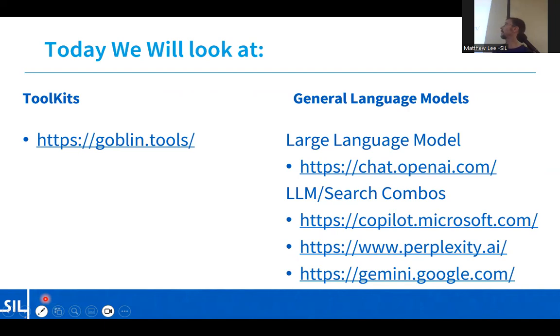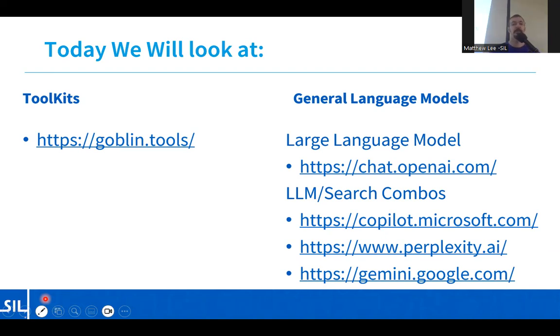So today we're going to look at some applications here. I'm going to start with Goblin.tools. It has a weird name, I know, but Goblin.tools actually is something you can pull up on your phone, you can pull it up on your computer. It is a website, but it does AI things, and it has sort of recipes that it is already set up to do useful things. And later we're going to talk about ChatGPT, and we're going to talk about the language model search combos.